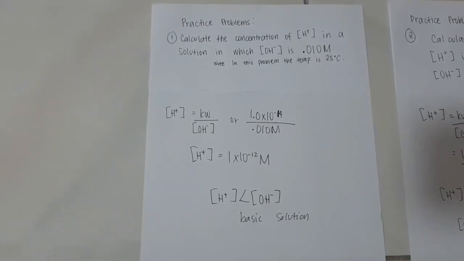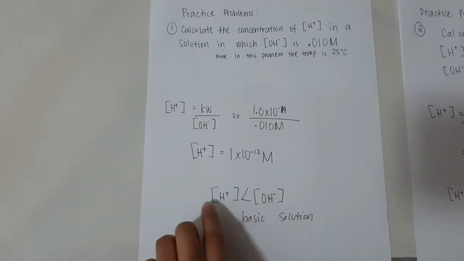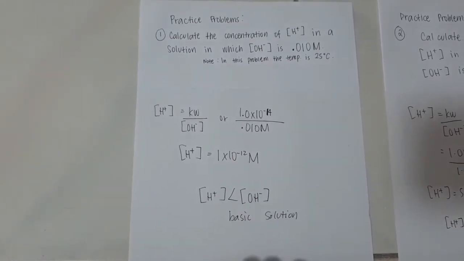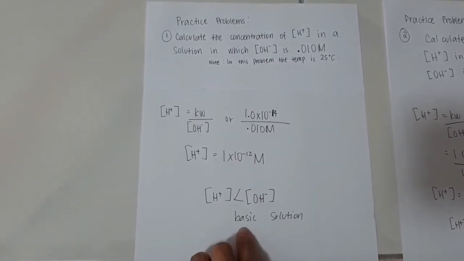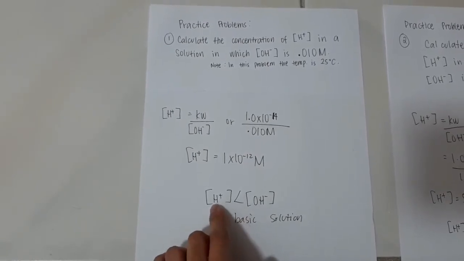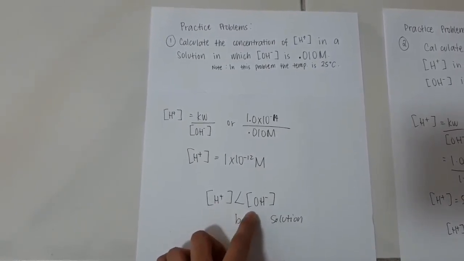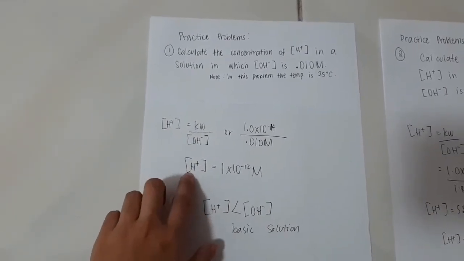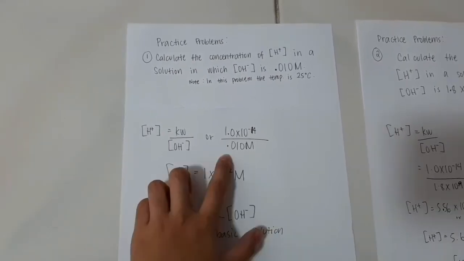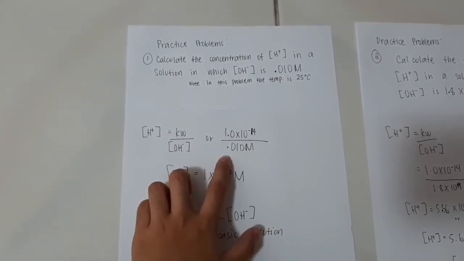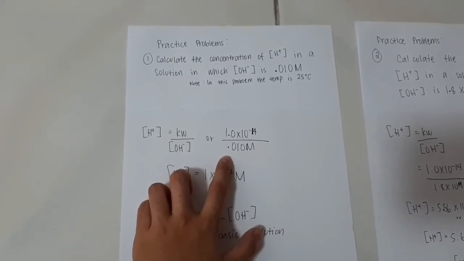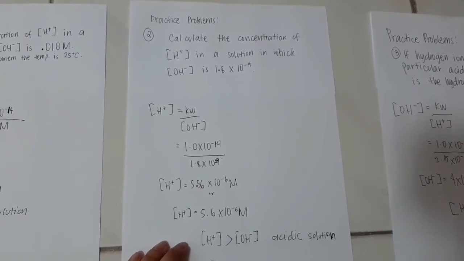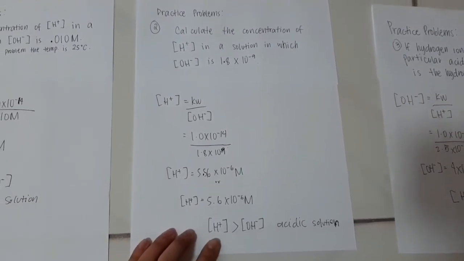In determining what solution it is, you should look at the value of the hydrogen ion and the hydroxide ion. In problem number 1, the solution is a basic solution because the hydrogen ion is lesser than the hydroxide ion. The value of hydrogen ion is 1 times 10 raised to negative 12, while the value of hydroxide ion is 0.010 molar.